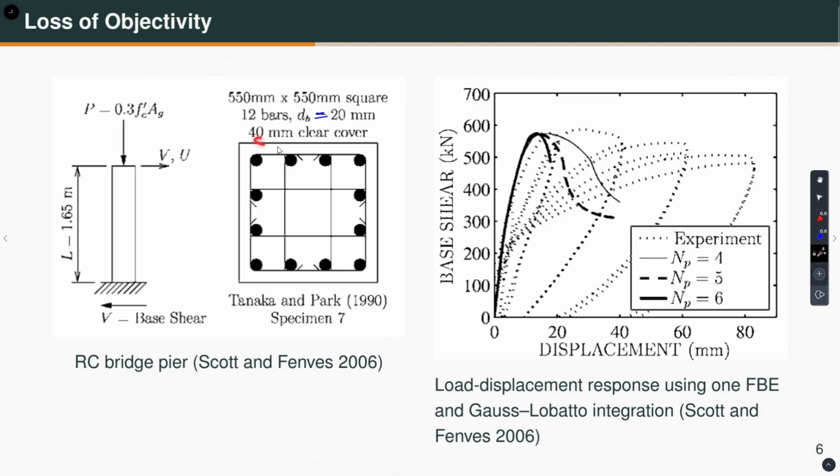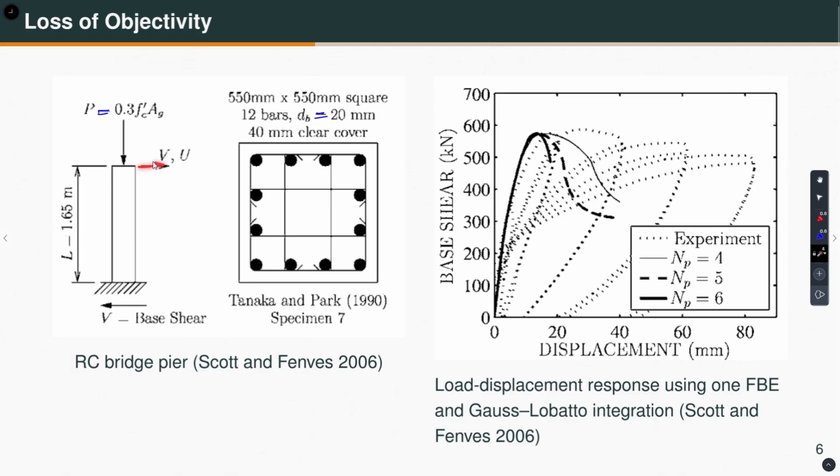The clear cover is 40 millimeter, right, and this column was considered and tested experimentally by Tanaka and Park in 1990. This is specimen number 7 in their study. So, this column is subjected to a gravity load of 0.3 Fc prime Ag, where Fc prime is the characteristic cylinder strength of concrete. So, you can say 30% of the gross section capacity was the axial force, right.